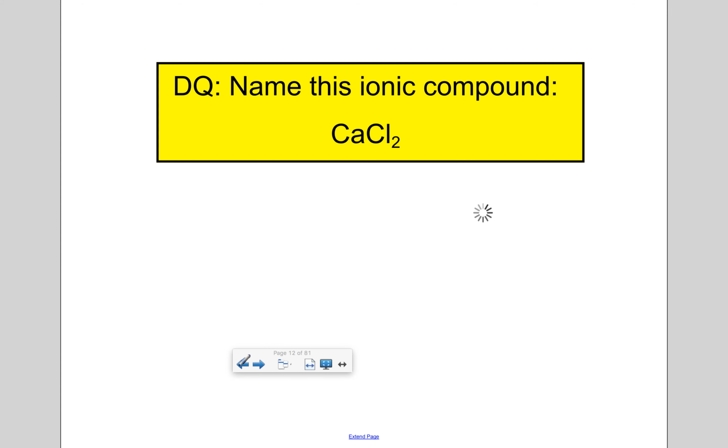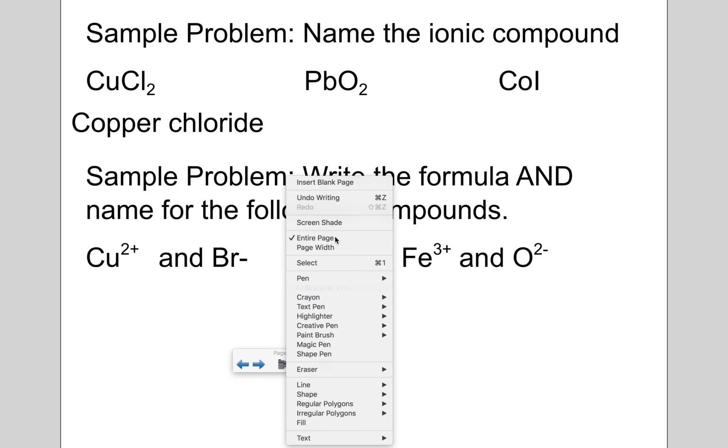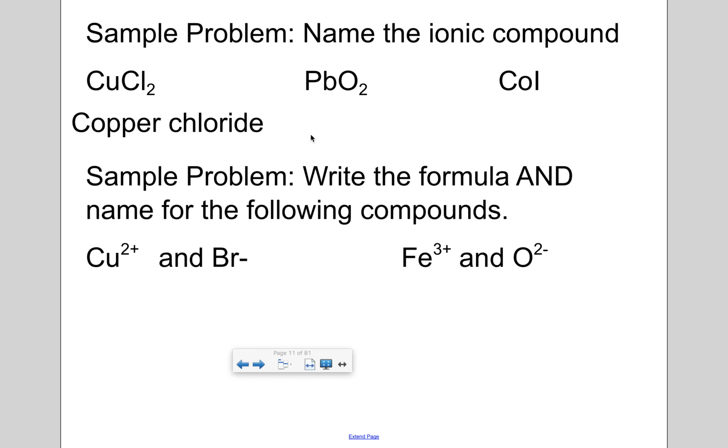Oh snap, what just happened? Sorry, I meant to click on that. Okay, so Pb is lead. So you just say lead, and it's bonded to oxygen, right? But we don't say oxygen, we change the end into oxide.